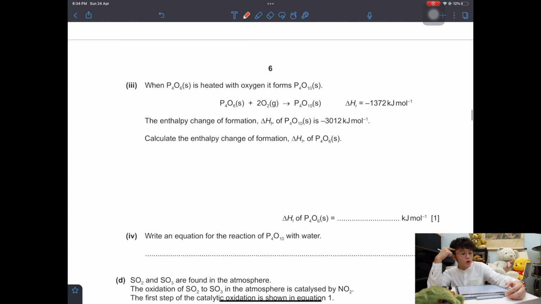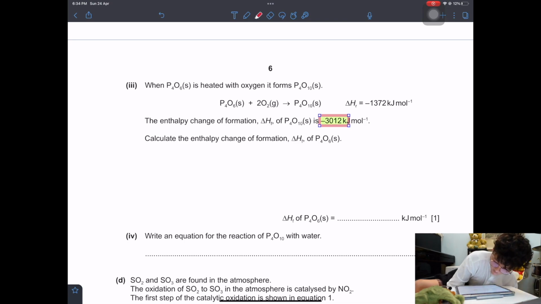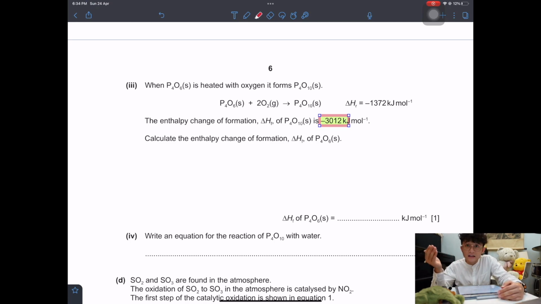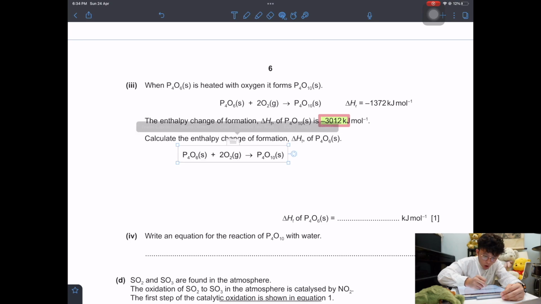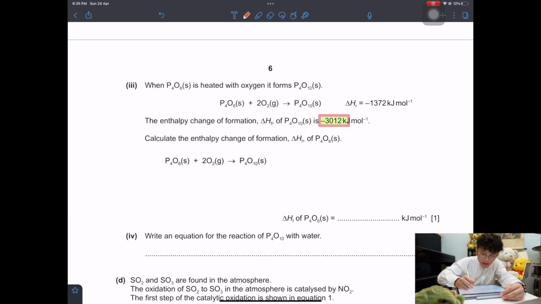Next, when P4O6 is heated with oxygen, it forms P4O10. The enthalpy of formation is -3012, and they ask you to calculate the enthalpy change of formation of P4O6. So if they ask you to calculate this enthalpy, my method is always to construct your Hess's law cycle. So you know how to construct your Hess's law cycle? So this is your reaction. I'm going to put it on top. So I know that the delta H of reaction is -1372.